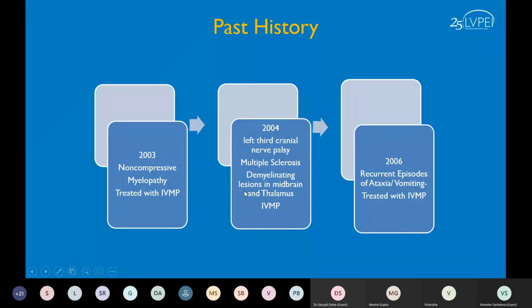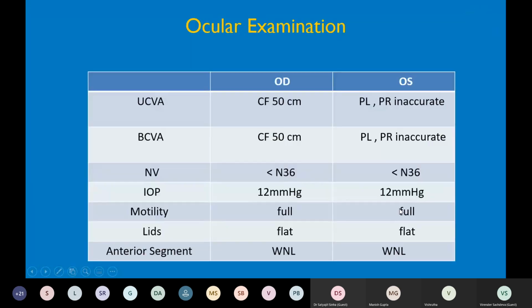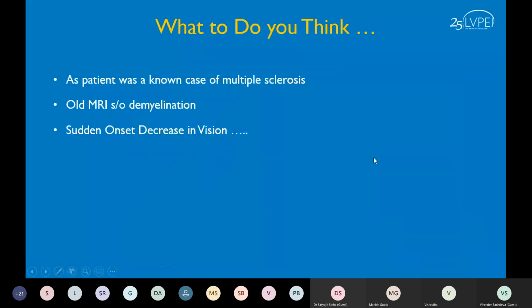But this area is not typical for MS. This is relatively deeper areas, not in the white matter, but in the deep midbrain areas. And in 2006, the patient had recurrent episodes of ataxia and vomiting. So still the patient had a diagnosis of MS, and came to us with acute vision loss. You can see vision is very bad in both eyes and the rest of the anterior segment was fine.